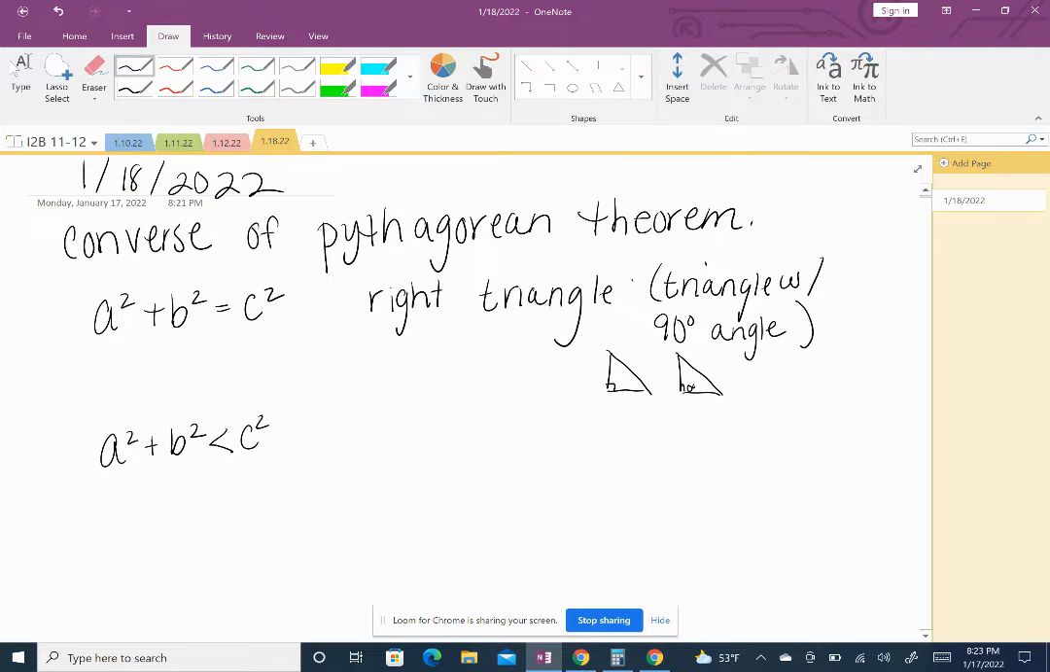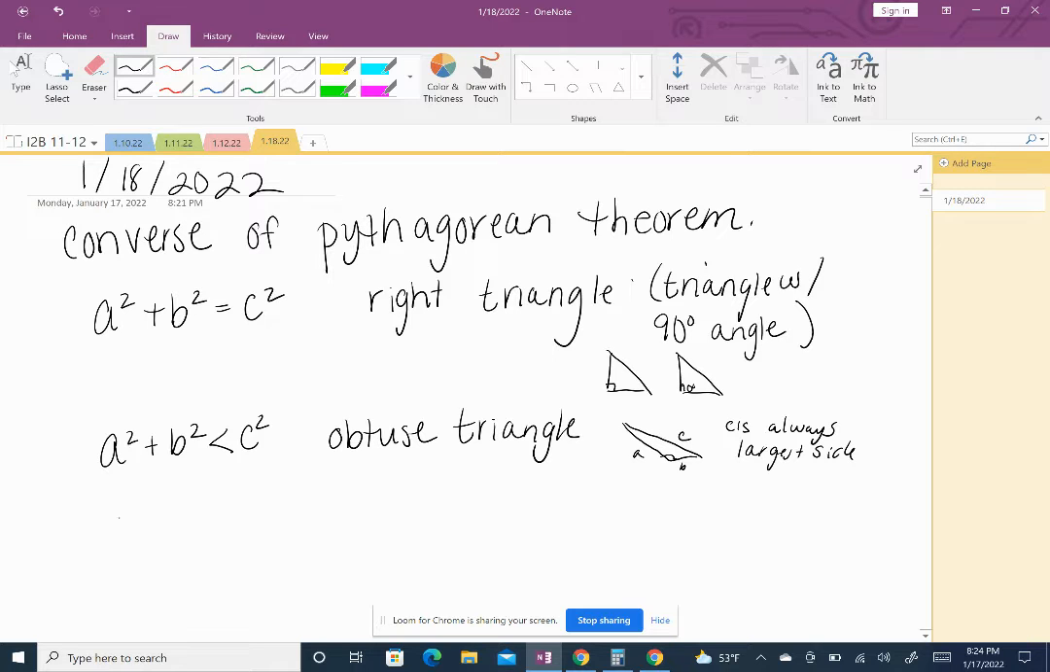Okay, now if a squared plus b squared is less than c squared, so c squared, the longest side is the biggest, that's going to be an obtuse triangle. So whatever this largest side is, that's going to be your C. So it'd be like A, B, C. C is always your largest side. And then that's definitely above 90 degrees.